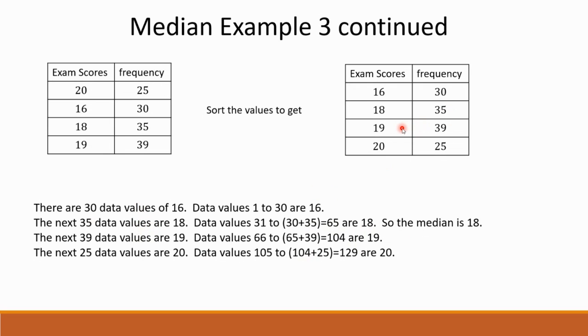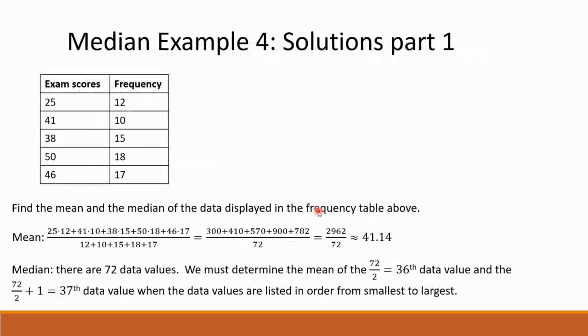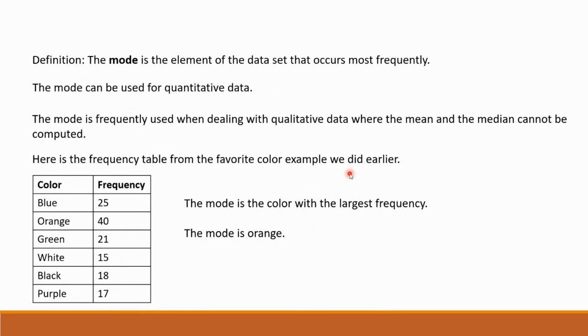The next 39 data values, so from 66 up to 104, those are all equal to 19. And then the final 25 data values, from 105 up to 129, are all equal to 20. Notice I'm also adding here, so from 31 to 65, 30 plus 35, and I go from 66 up to 65 plus 39 and so on. Okay, I hope this is making sense. This is the one I would have you guys try, but we'll do that next time instead. Again, for time consideration, I want to move on.